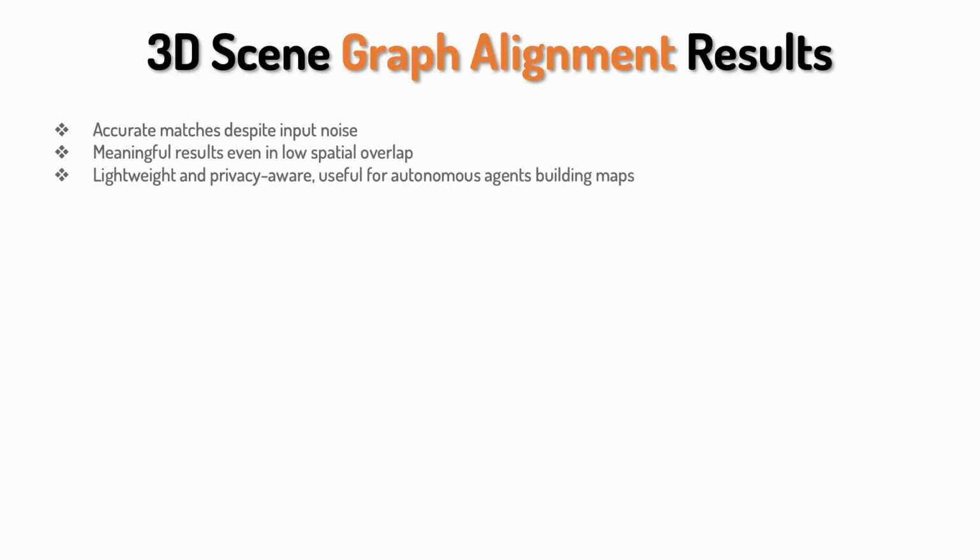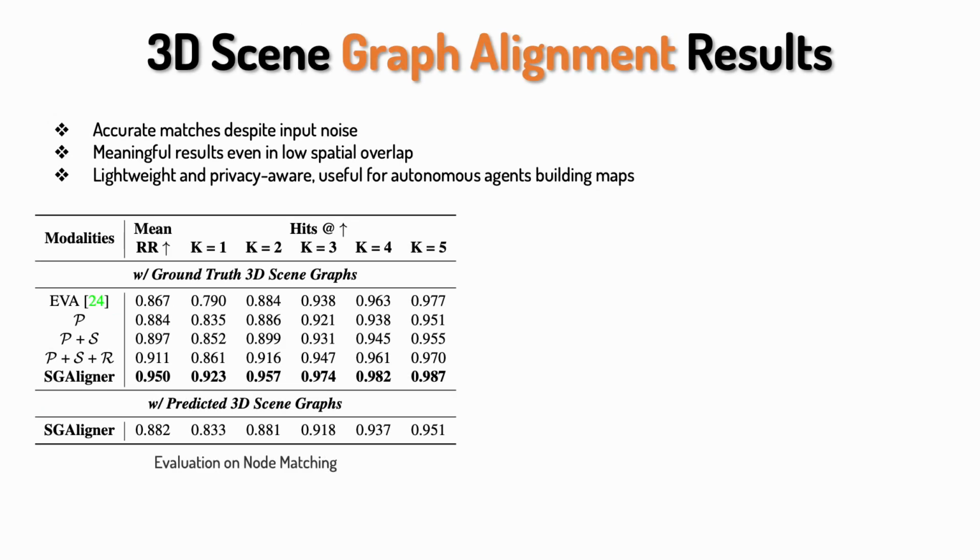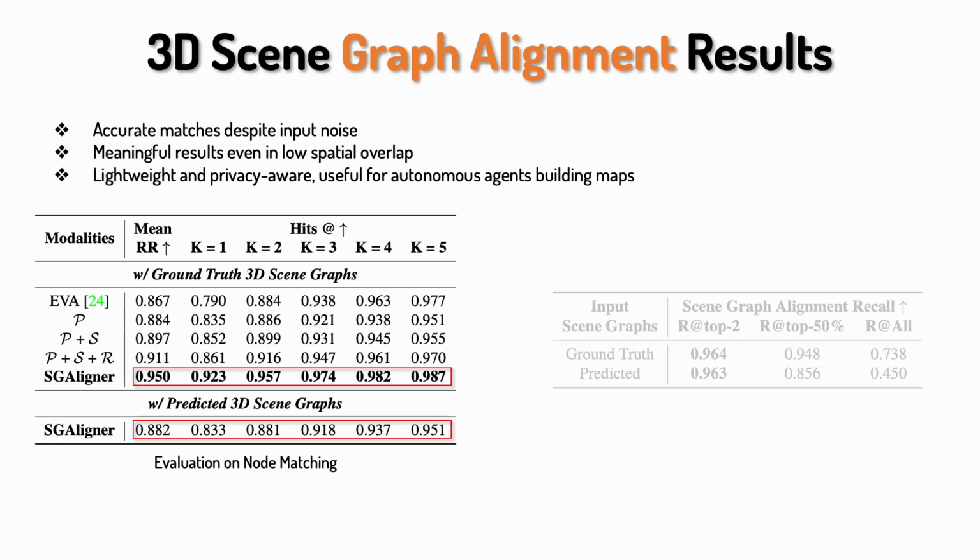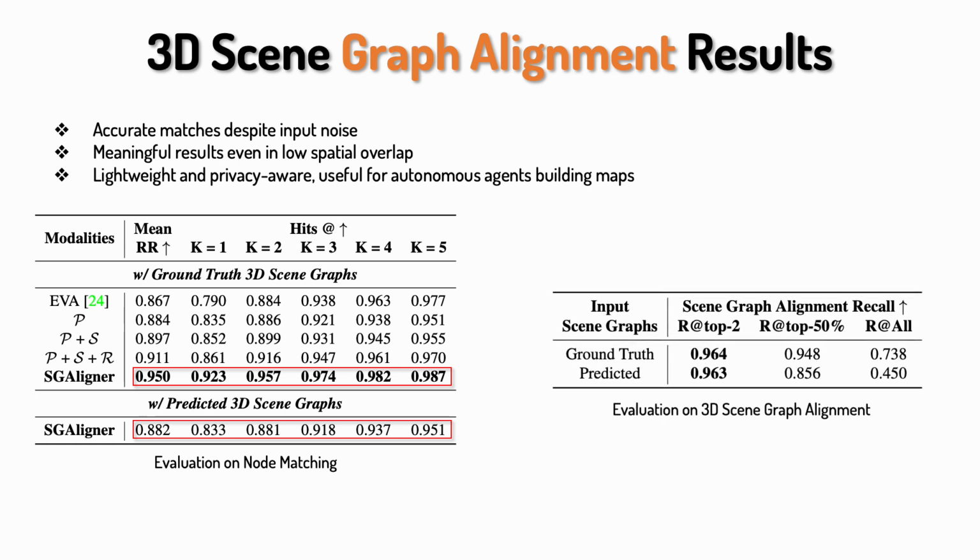We evaluate how our method performs on node alignment. SGAligner provides accurate matches despite the noise in the input. We also evaluate how well two scene graphs can be aligned given the predicted node matching. Scene graph alignment recall for the top two matches is approximately the same for both ground truth and predicted data, which further highlights our alignment robustness.